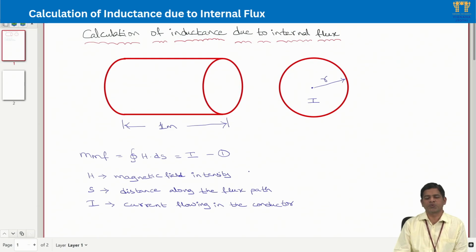And as we know, H is the magnetic field intensity. H is given by Ni by L, where N is the number of turns and I is the current and L is the length of the conductor. So the units of this magnetic field intensity can be taken as ampere turns per meter. Similarly, the distance can be measured in meters and the current can be measured in amperes, right?